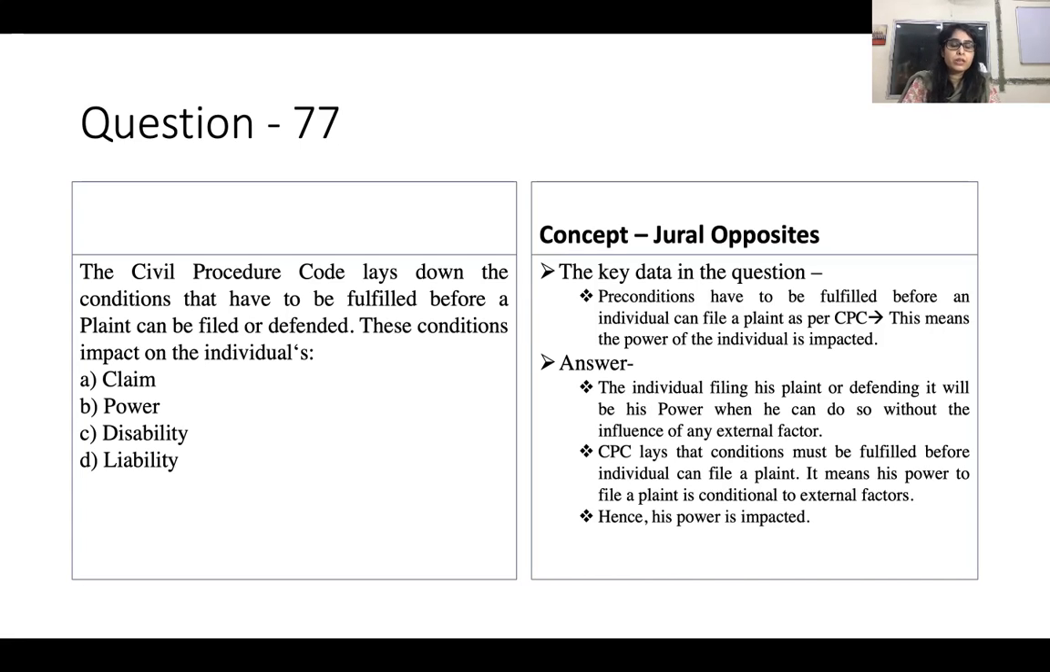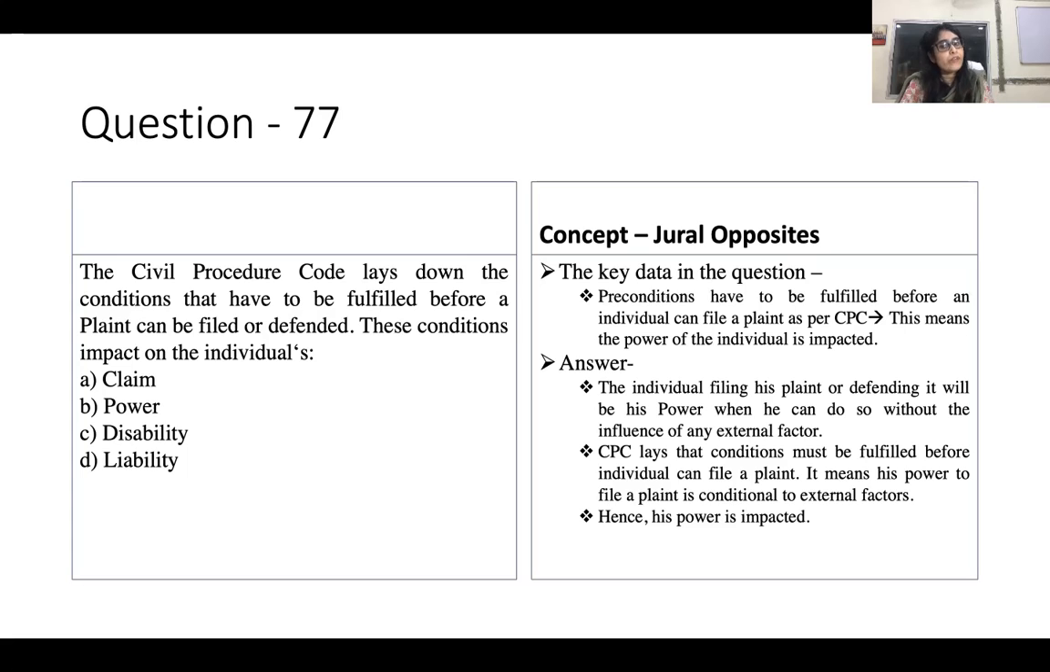मैं प्लेंट फाइल कर सकती हूँ, उसको डिफेंड कर सकती हूँ, वो मेरा पावर है. बट वो कब होगा मेरा पावर? जब उसके ऊपर कोई एक्सटर्नल फैक्टर्स इन्फ्लुएंस नहीं कर रहे, तब वो मेरा पावर होगा. लेकिन मेरे पावर को कटेल किया गया.